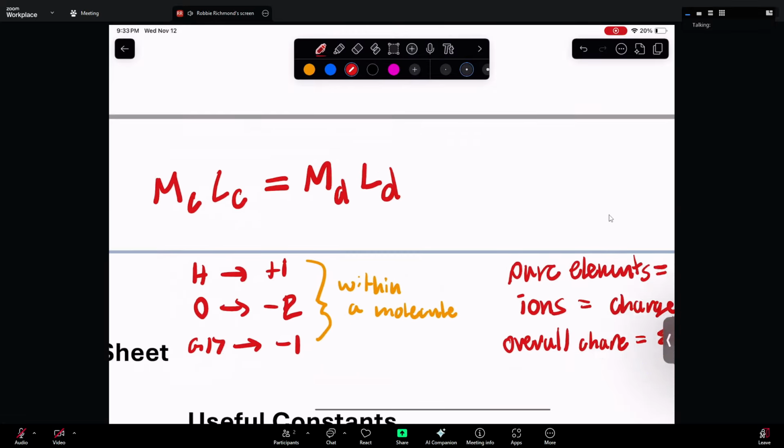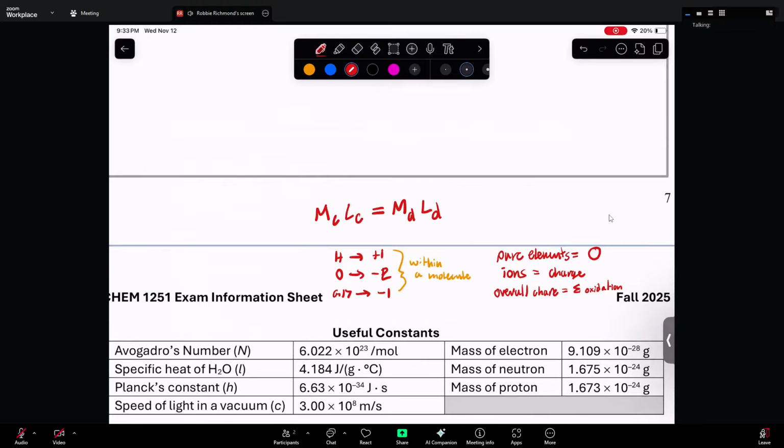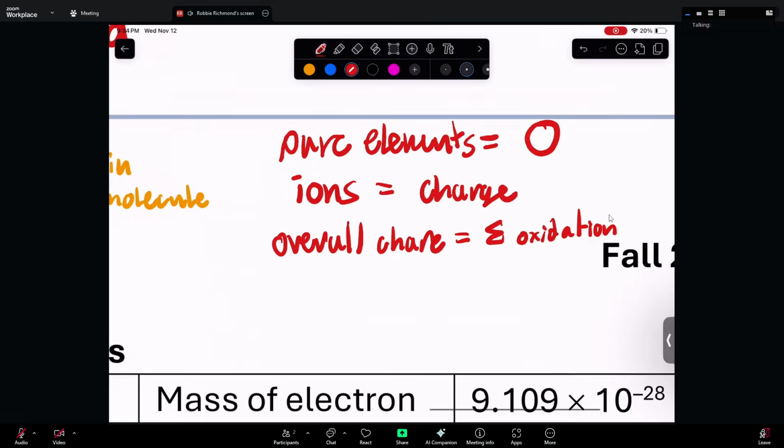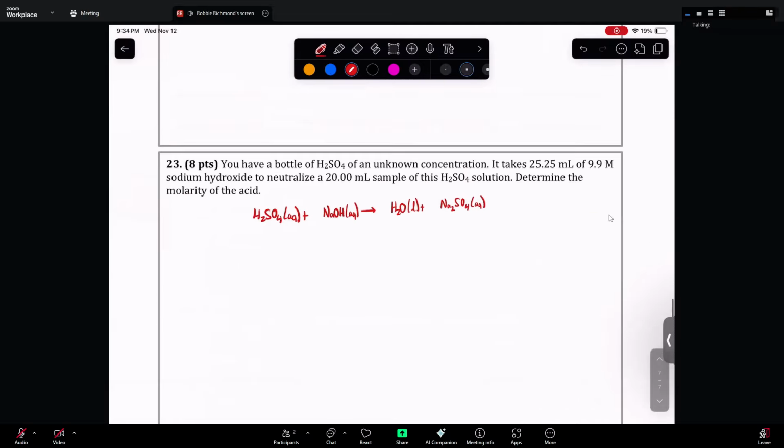Also, I would write down basically an annotated short note version of our oxidation state rules. So hydrogen +1, oxygen -2, group 17 elements -1 within a molecule. Pure elements are going to be 0. Ions are going to equal the charge of ions. The oxidation state will equal the charge, and the overall charge of the molecule will equal the sum of the oxidation states in the molecule. And this little e thing, that is the sum, or a mathematical way to say that.